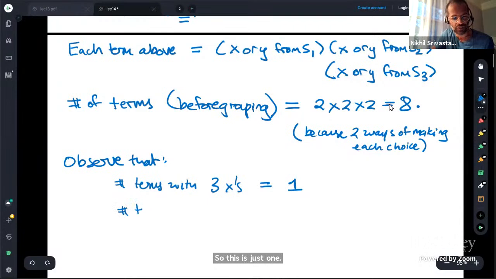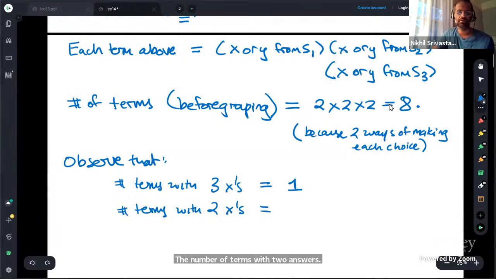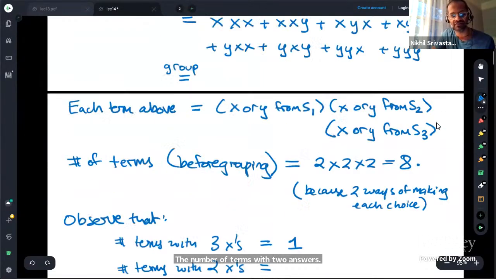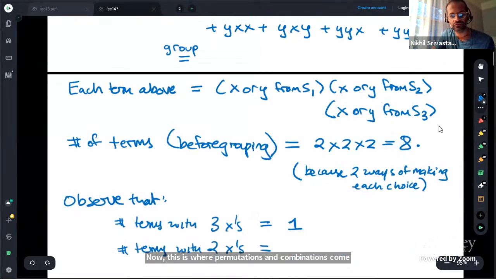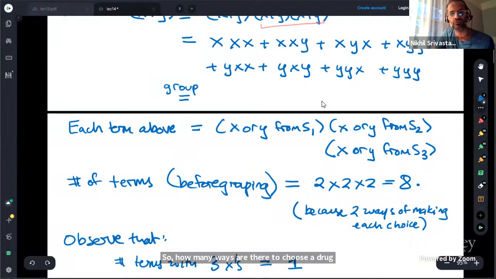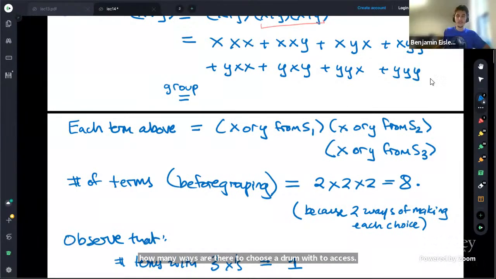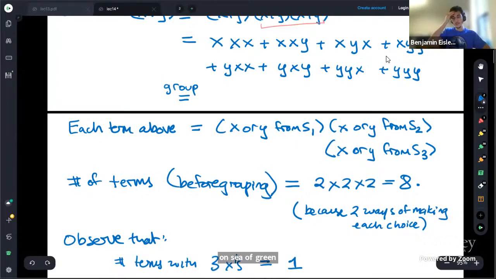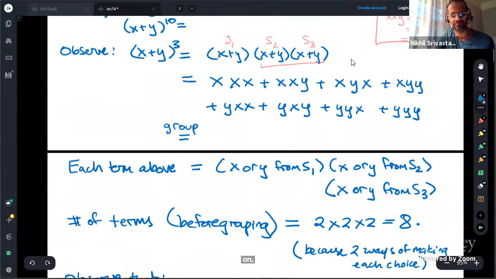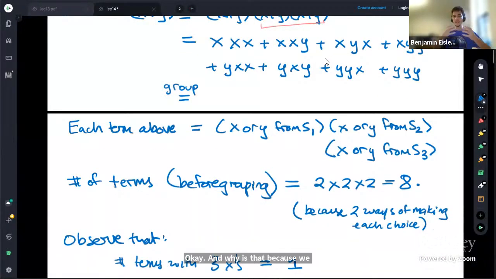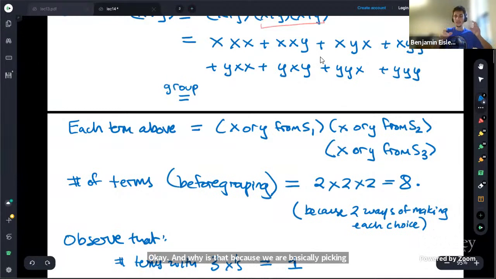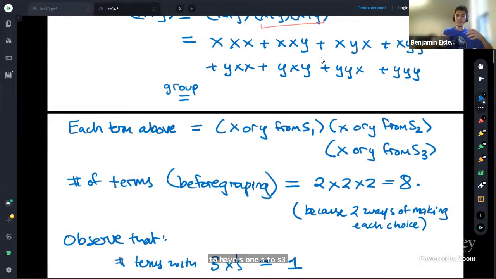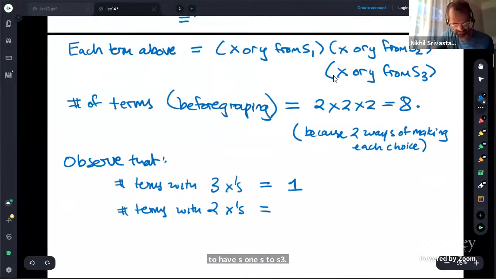The number of terms with 2 x's, now, this is where permutations and combinations come in. So how many ways are there to choose a term with 2 x's? C of 3, 2. Okay, and why is that? Because we are basically picking 2 of S1, S2, S3 to contribute x's, and we're seeing how many different ways we can. Yeah, that's a good way to think about it.